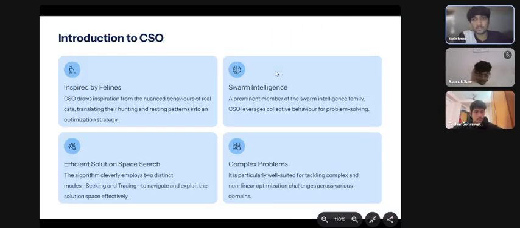So first one is the introduction to CSO, that is cat swarm optimization. It is basically inspired by felines, to be more specific, cats. So it derives the information from the swarm intelligence. It leverages the collecting behavior for problem solving. It is an efficient solution search space, and it is generally used for solving complex problems which are non-linear and have a lot of optimization challenges.